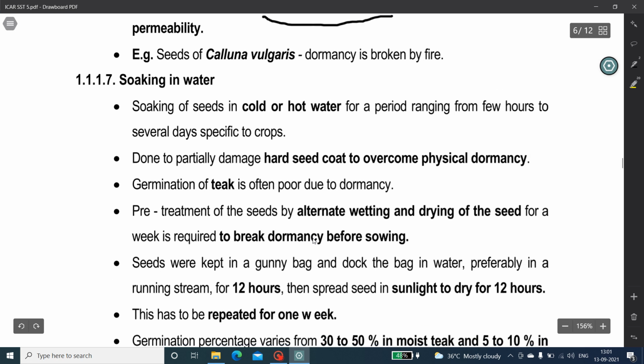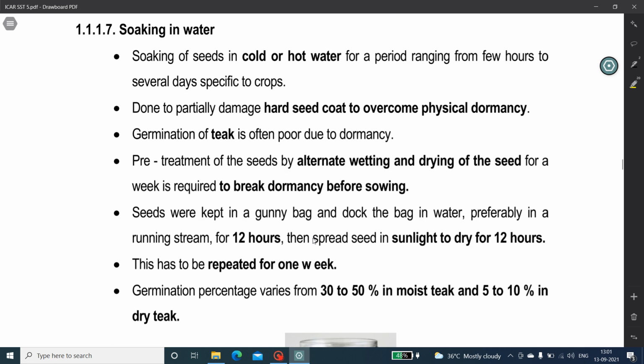The next one is soaking in water. It refers to soaking of seeds in cold or hot water for a period ranging from a few hours to several days, specific to the particular crop. It is done to partially damage the hard seed coat to overcome physical dormancy, and it leads to the metabolic process of germination. It also helps to leach out the inhibitors causing chemical dormancy.